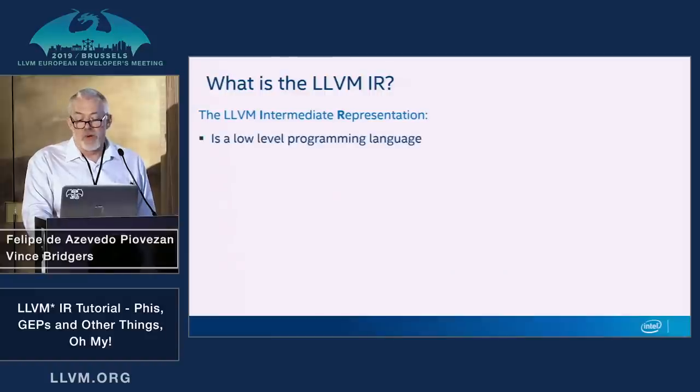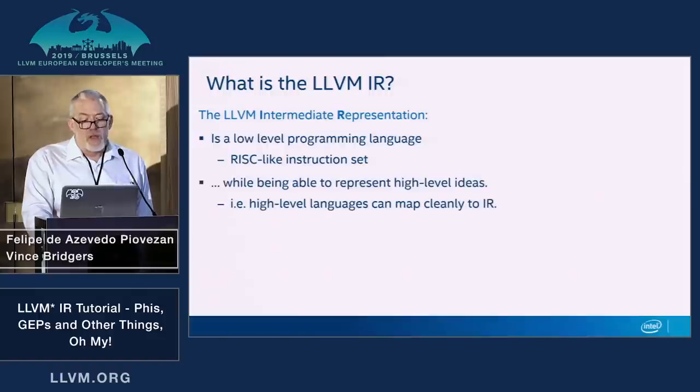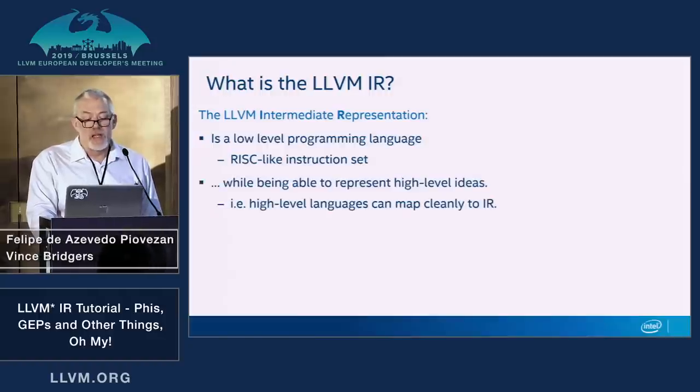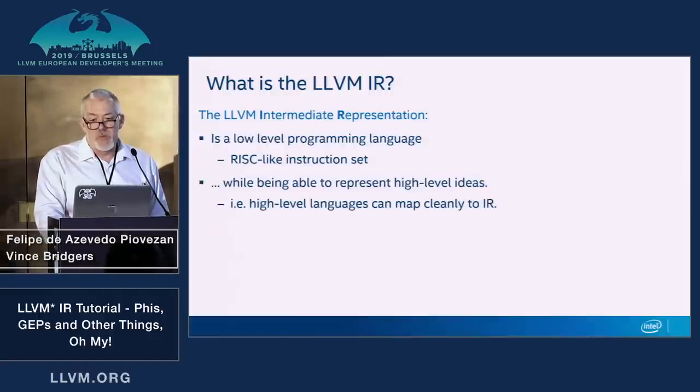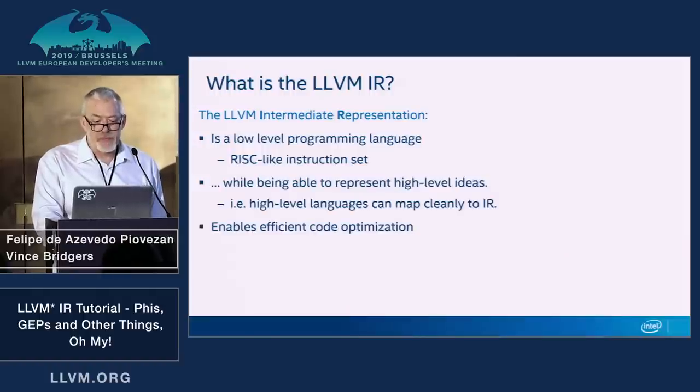So what is the IR? IR is a low-level programming language. It's a RISC-like instruction set, something like an abstract assembly language. If you look at IR, you'll see things like loads and stores and arithmetics. IR must be able to represent high-level language ideas, so it must be able to represent many things that source languages can do. And it also enables efficient code optimization.